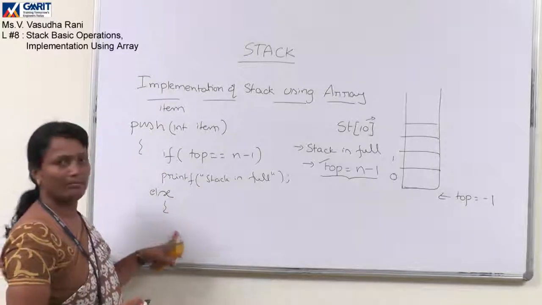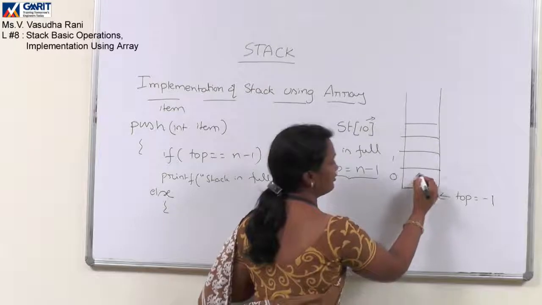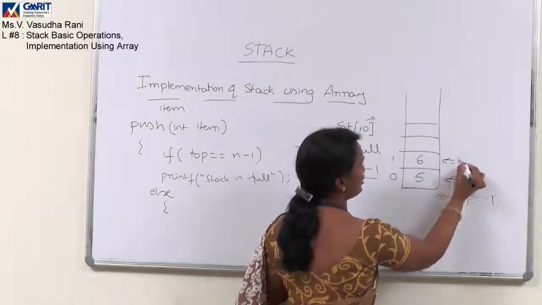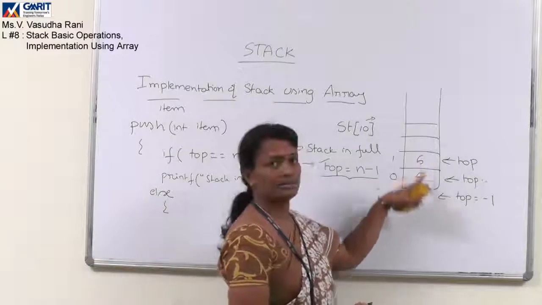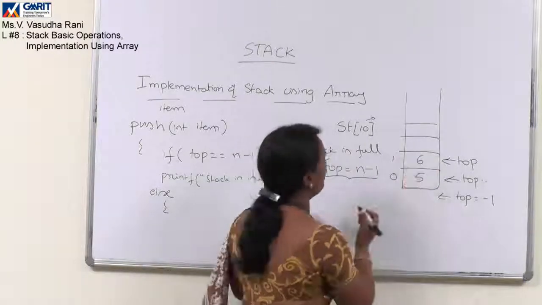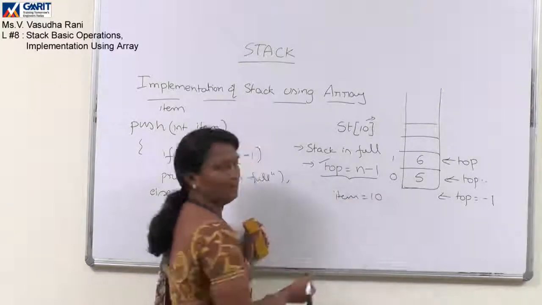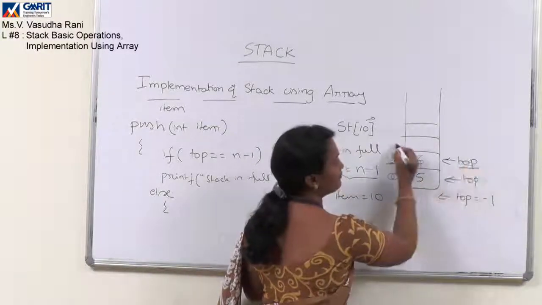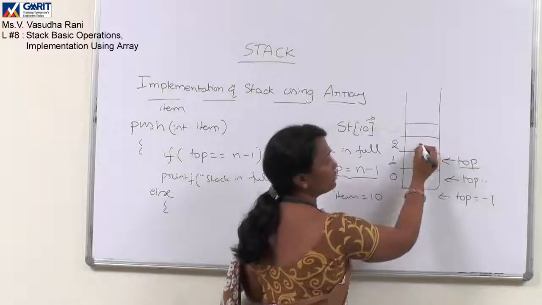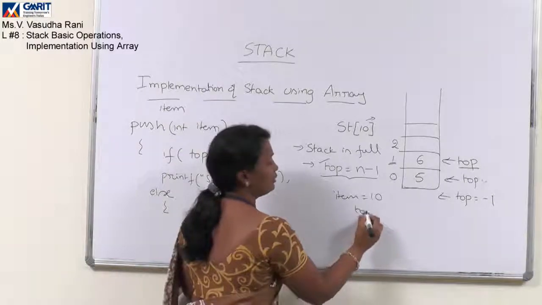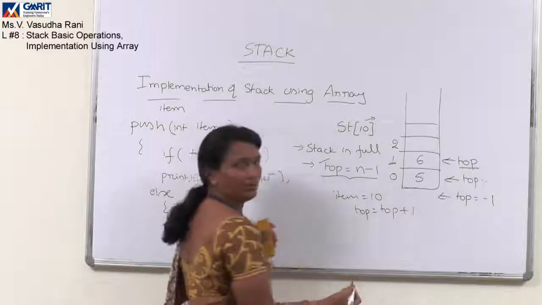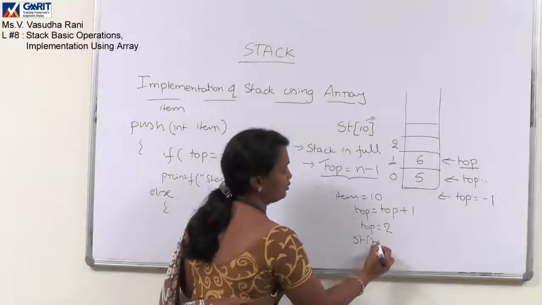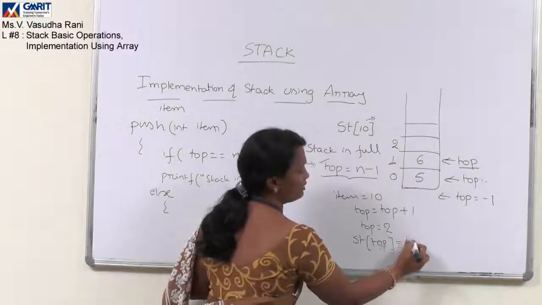Now in the else case, when there are empty locations, assume that some elements are already inserted: one element at index 0, another at index 1, and top is referring to 1. Now this is the status of your stack. Where can you insert your new item, assume it is 10? The top is referring to 1, and you have to make top refer to 2, and into the top location 2 you insert 10. So top should be top equal to top plus 1. Now your top is 2, and into st of top, you place your 10.